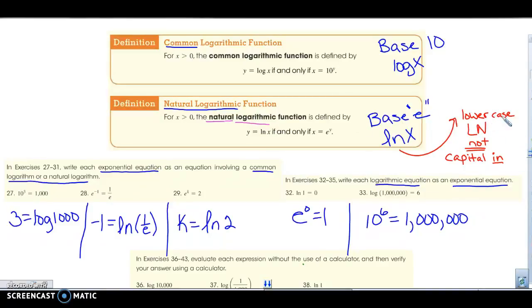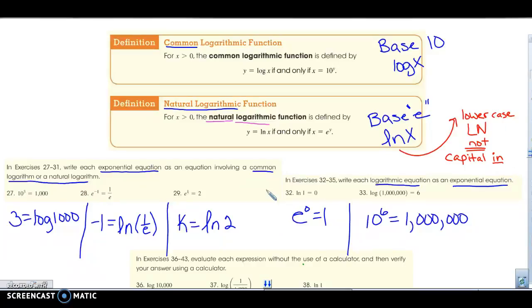One piece of advice, remember that this is an L and an N, like L for logarithm and N for natural logarithm. So be careful when you're typing on the computer that you don't type in an I instead of the L. Make sure you are typing a lowercase l and a lowercase n and not a capital I and N.